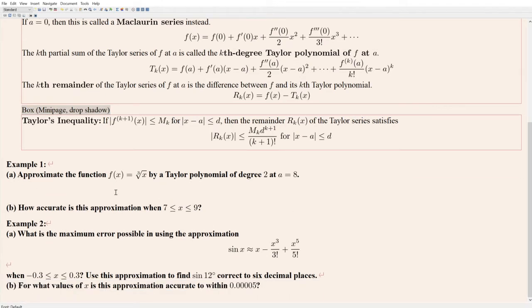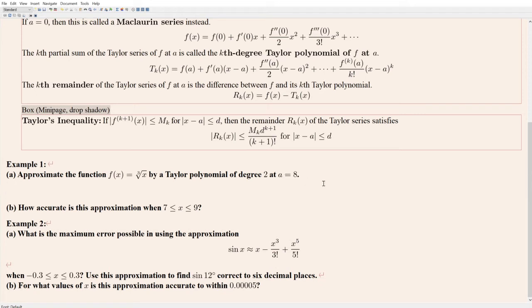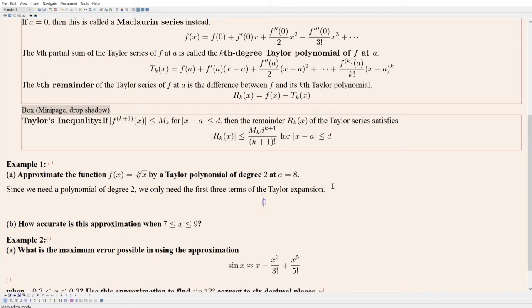Okay, so first off, approximate the function, the third root, by a Taylor polynomial of degree 2, centered at 8. So of degree 2, that means we only need to take 1, 2, 3 terms to get to the degree 2 term. Since we need a polynomial of degree 2, we only need the first 3 terms of the Taylor expansion. Okay, so let's compute the coefficients.